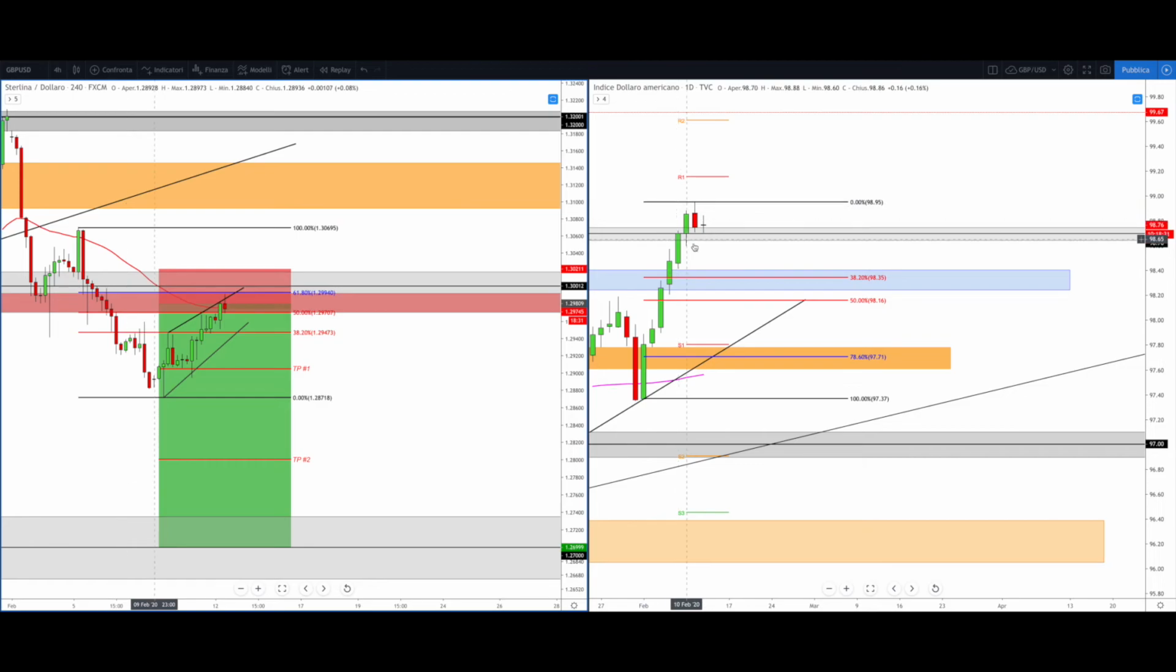But after this break of 9870, if the price with the news will find the strength to go higher, this could be a big signal for our trade on GBP/USD. Then we need to carefully watch the price action on Australian dollar, US dollar, try to understand if the price will find the strength to reach 0.68 and the bearish trend line.